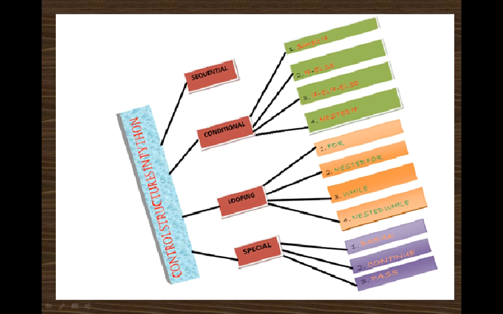Now in today's lecture we are going to discuss the second type of control structures, that is conditional control structures, which are further divided into four types: simple if, if else, if elif else, and nested if. We'll discuss each of them in detail, so let's get started.